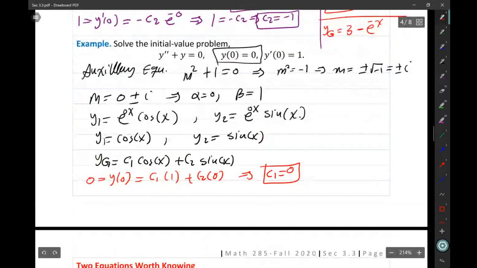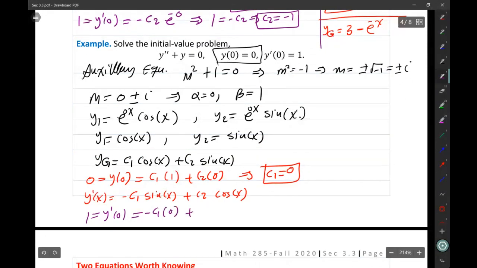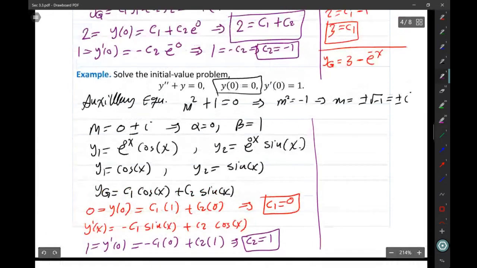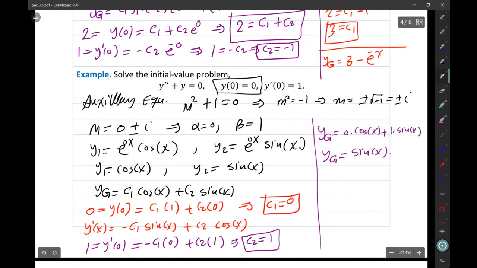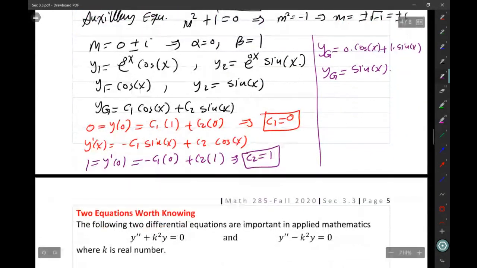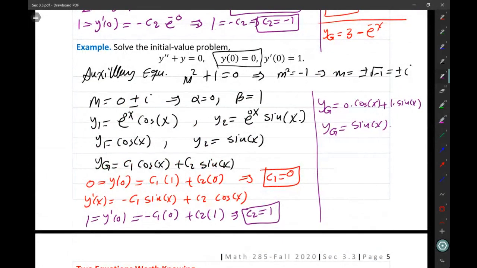Differentiate to get y prime. y prime of x is equal minus c1 sine x plus c2 cosine x. Here 1 is equal y prime of 0, which is minus c1 times 0 plus c2 times 1. That means c2 also is equal 1. So now yg is c1, which is 0, times cosine plus 1 times sine. So yg is equal only sine x. Is this example clear? Any question here?